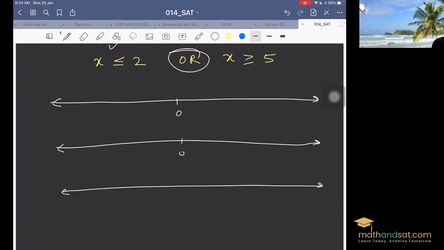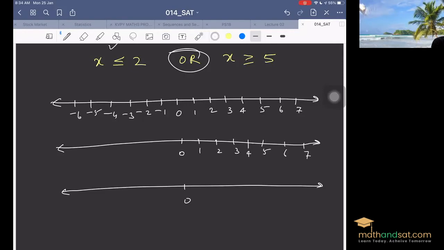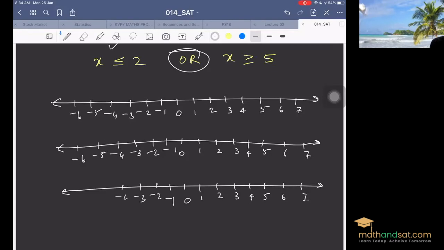So 0 here, 0, 1, 2, 3, 4, 5, 6, 7, minus 1, minus 2, minus 3, minus 4, minus 5, minus 6. Now, a compound inequality will consist of two or more inequalities. So I'm going to plot those individual ones on the number line.